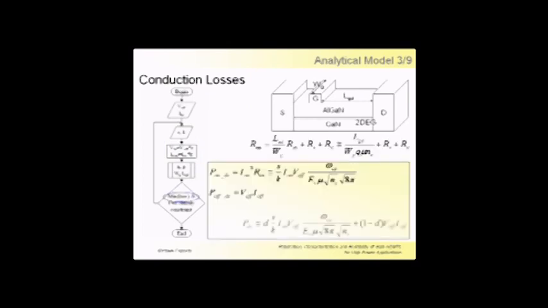We tried an estimation of the conduction losses based on just the simple equation for the on-state resistance, the current path from drain to source, and we got this expression. Again, material parameters and constants, operating points, and duty cycle, and this element here.